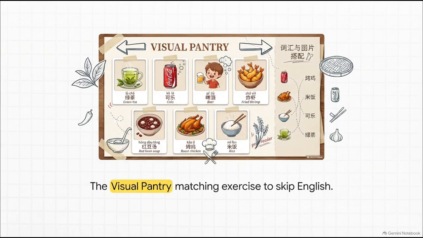For example, matching the characters for lu cha directly to the image of green tea, or kao chi directly to the roast chicken. This visual association technique firmly reinforces your memory. So when you see kao chi on a menu, your brain immediately pictures a delicious roast chicken, rather than furiously searching for the English translation first.